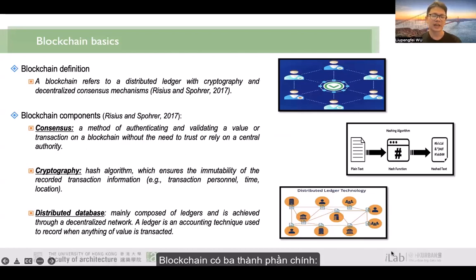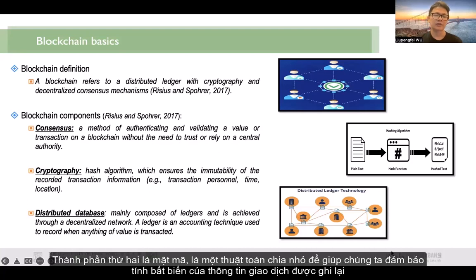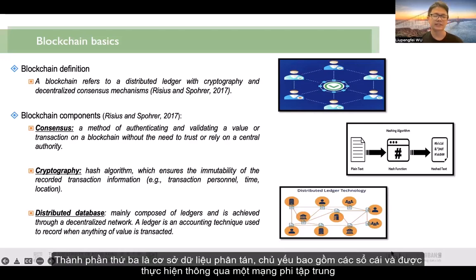A blockchain has three key components. The first component is consensus, which is a method of authenticating and validating a value or transaction on a blockchain without the need to trust a third party. The second component is cryptography, which is a hash algorithm to help ensure the immutability of the recorded transaction information. The third component is the distributed database, which is mainly composed of the ledgers and is achieved through a decentralized network.